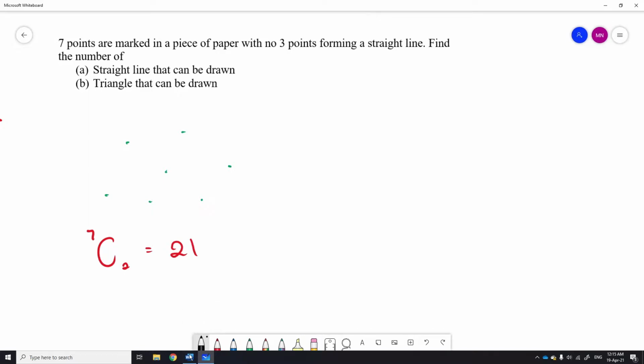Okay, so for question B, triangles that can be drawn. In order to draw a triangle, 3 points are required. So to draw a triangle from the 7 points, it must be 7C3. So we have 35 ways to draw a triangle from the 7 points.